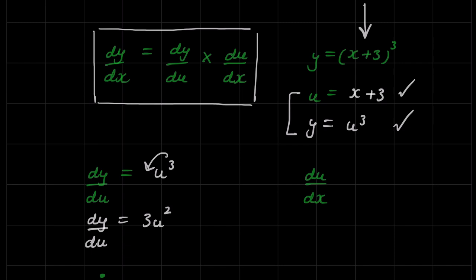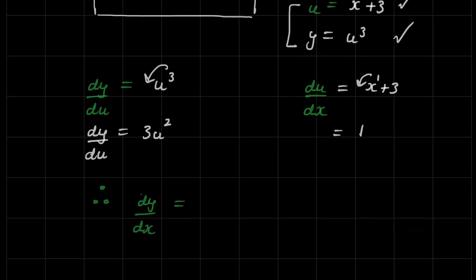Now we need to do du dx. So du dx, this is the derivative of u with respect to x. So I'll write the original function first, u equals x plus 3. And the derivative of this one, 3 is just a constant, so that's going to disappear. This is a power of 1 here, so 1 comes out the front. And then 1 minus 1 is 0, the x is gone. So the derivative of u with respect to x is equal to 1.